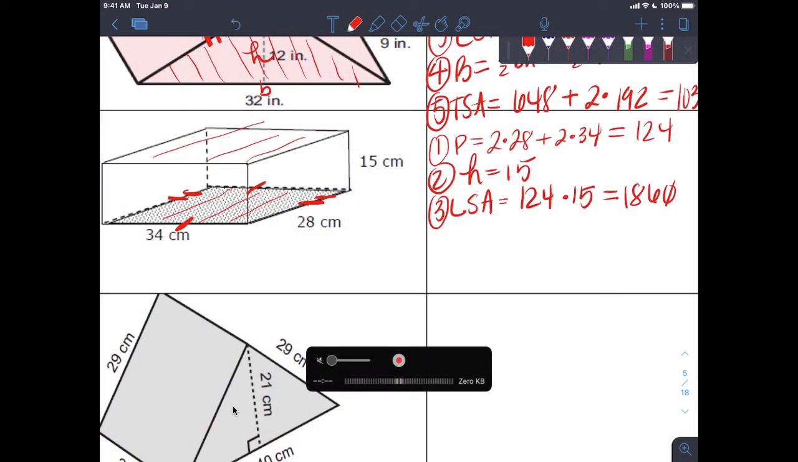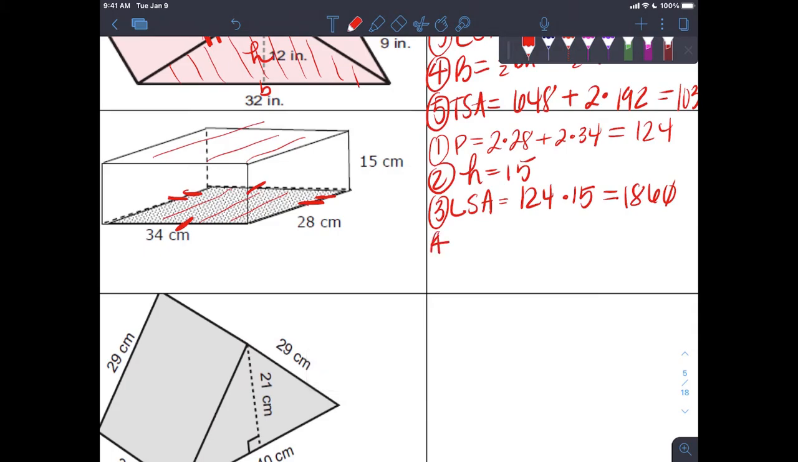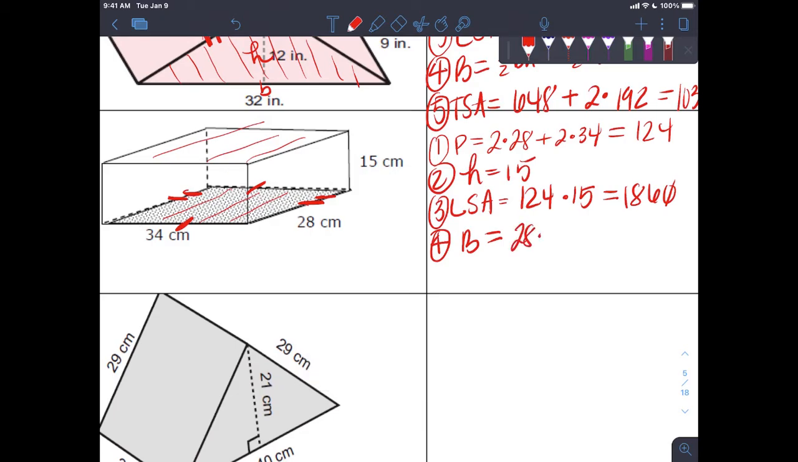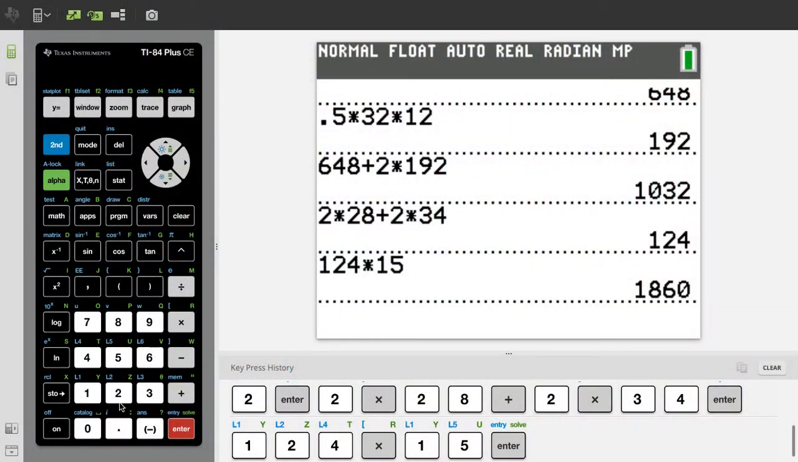1,860. All right, so we're on our way there. Now I need to find the area of my base. Because this is a rectangle down here, even though it looks like a square, it's a rectangle because it's two different measurements. I need to multiply length times width. Doesn't matter which order.